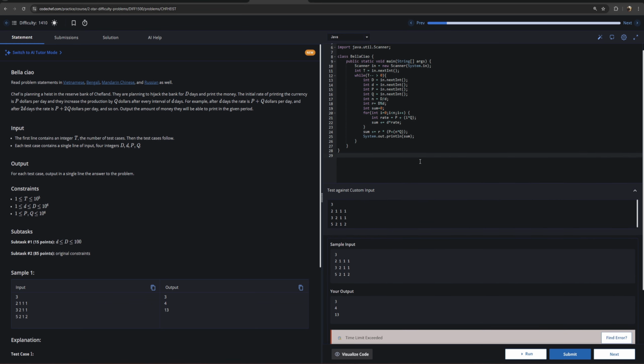So I realized there was a bug in my code. Instead of doing capital D modulo small d, I was doing D modulo 2. So I fixed it, but I'm still getting a time limit exceeded error. So it looks like instead of using a loop based approach, we will have to use arithmetic progression formulas.